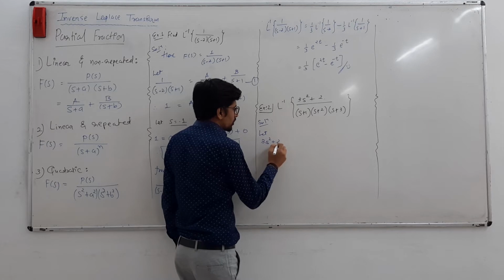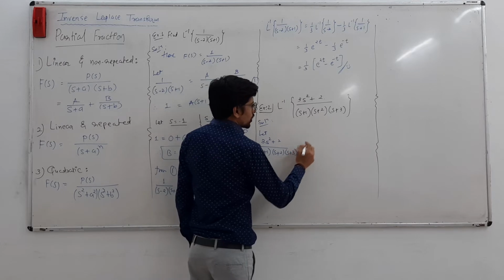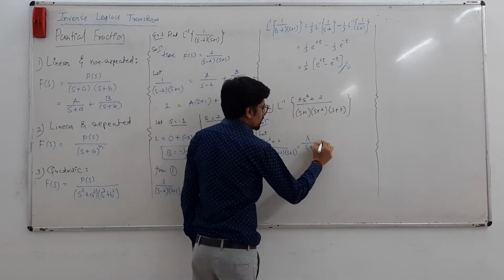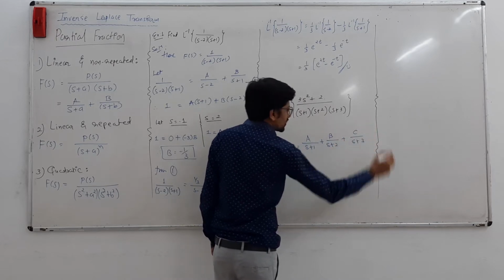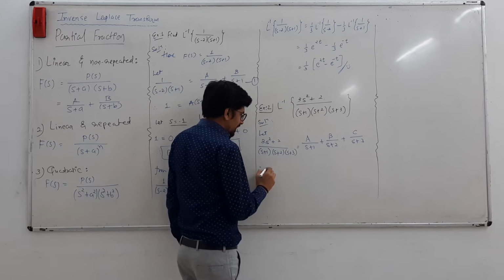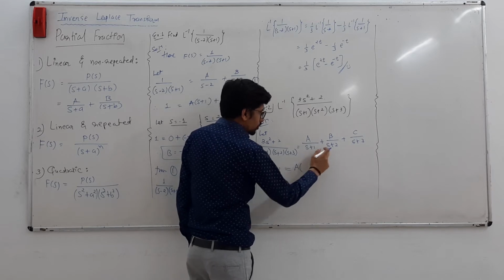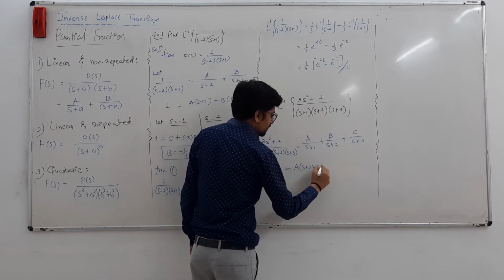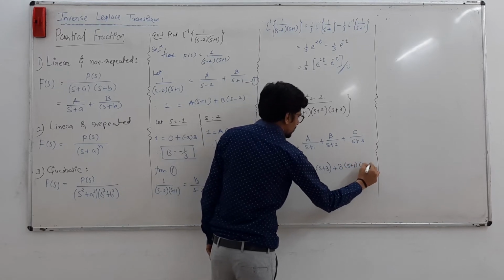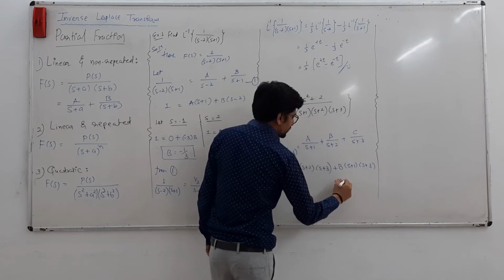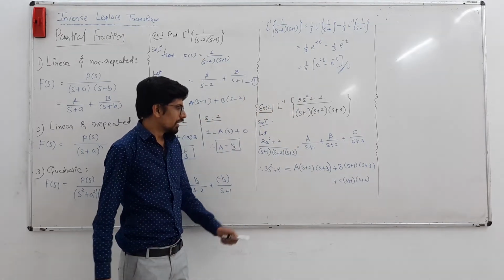Let (3s square plus 2) upon (s plus 1)(s plus 2)(s plus 3) equal to a upon s plus 1, another constant b upon s plus 2 plus another constant c upon s plus 3. By taking LCM, I can write 3s square plus 2 equal to a into (s plus 2)(s plus 3) plus b into (s plus 1)(s plus 3) plus c into (s plus 1)(s plus 2). This is just a simple LCM, nothing else, right?